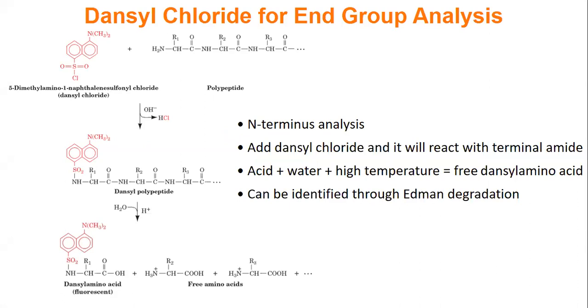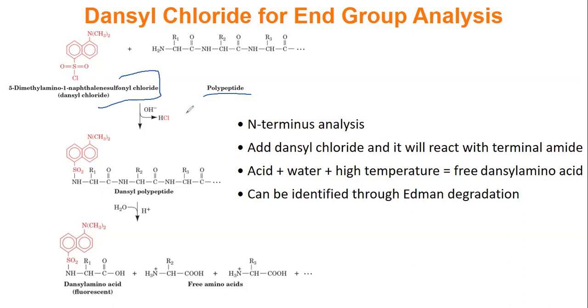So the first type of experiment you can do is called the dansyl chloride method. This is an N-terminus analysis. You figure out what your N-terminus amino acid is. So let's take a look at this. Here's my dansyl chloride. This is my reagent, and I add that to my polypeptide. Some vocab for you: anytime you see polypeptide, that basically means protein. They mean the same thing, more or less.